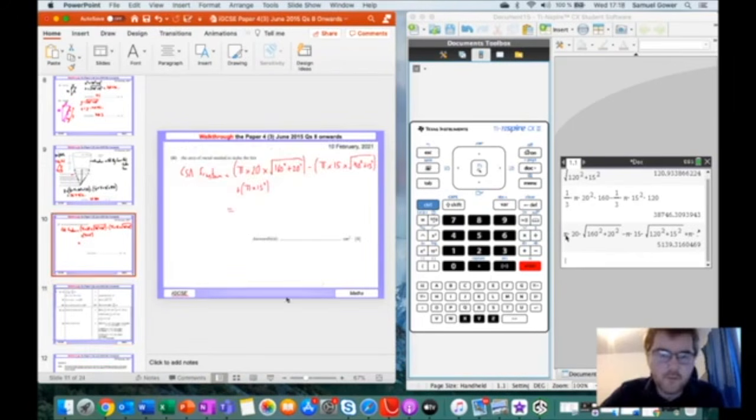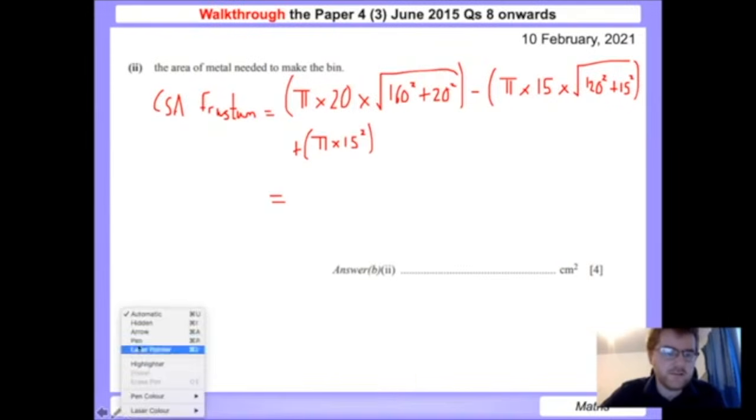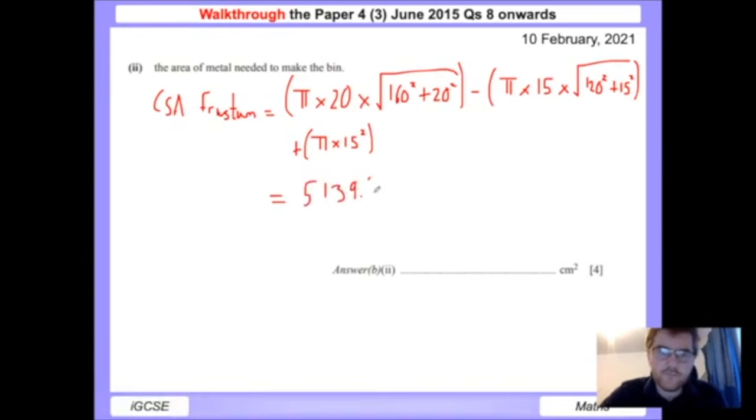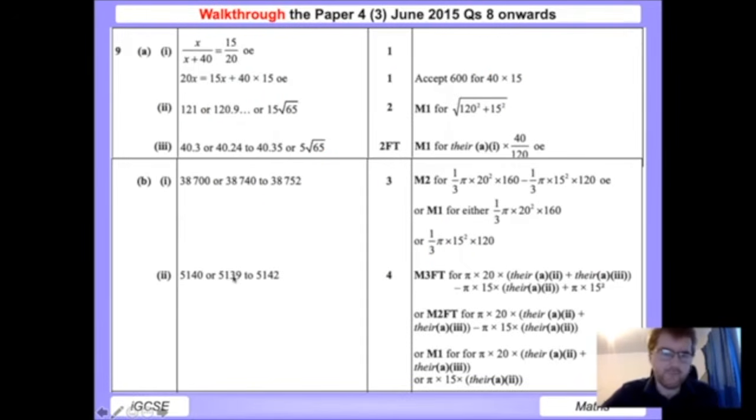So we've got 5,000. As you can see, the answer was acceptable. 5,139.3. Dot, dot, dot, dot. That gives us the answer of 5,139. As you can see, it falls within the range of. So it doesn't matter. Sometimes, to a certain degree, it doesn't matter in terms of the rounding, because it lies within the range that they expect. Okay, so you get 4 marks for that.